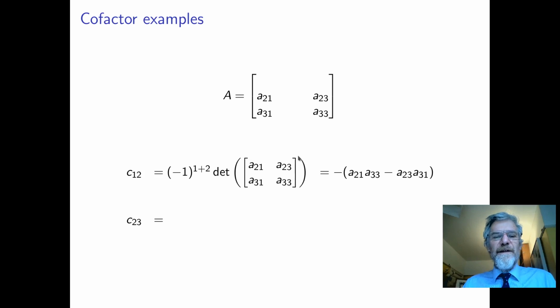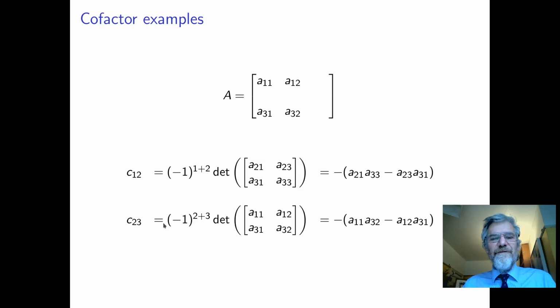Here's a general 3 by 3 matrix, and the 1, 2 cofactor I get by crossing out the first row and the second column, leaving me this minor. I work out the determinant of this minor, A21, A33, minus A31, A23. And then I decide whether it's plus or minus, and it's row 1, column 2, so it's minus 1 to 3, which is odd, so I get a minus sign. And of course it just changes odd and even. Similarly, the 2, 3 cofactor I get by crossing out the second row and the third column.